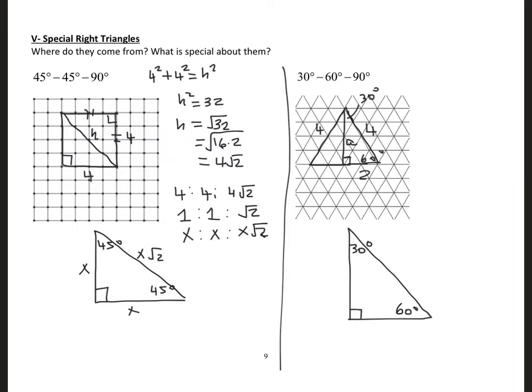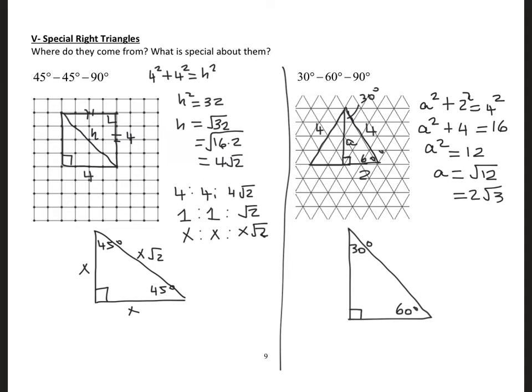So we're going to do a squared plus b squared. So 2 squared plus a squared is equal to 4 squared. So this is a squared plus 4 is equal to 16. That means a squared is equal to 12. So a is the square root of 12, which is the square root of 4 times 3, so 2 square root of 3.